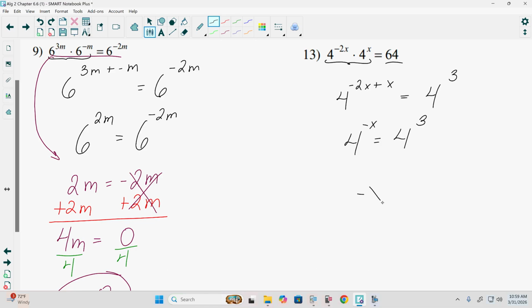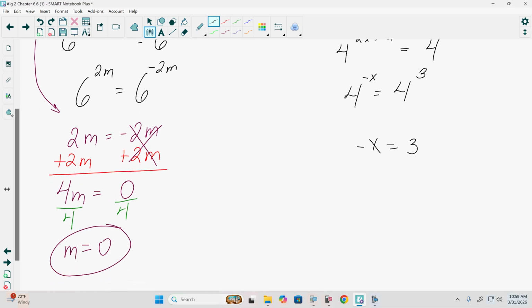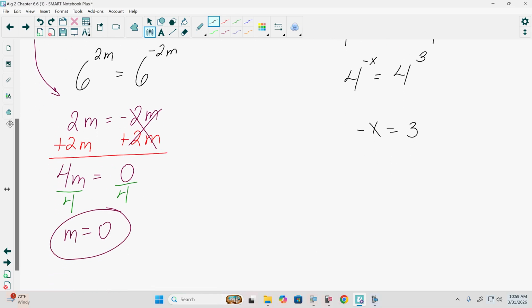So really we're saying that negative x is equal to 3. We can either multiply or divide by negative 1. Negative x divided by negative 1 is positive x. Positive 3 divided by negative 1 is negative 3. 3 divided by 1 is 3. Positive divided by a negative is a negative. So we get x is equal to negative 3. Questions on any of this here? Questions on anything we've done so far?